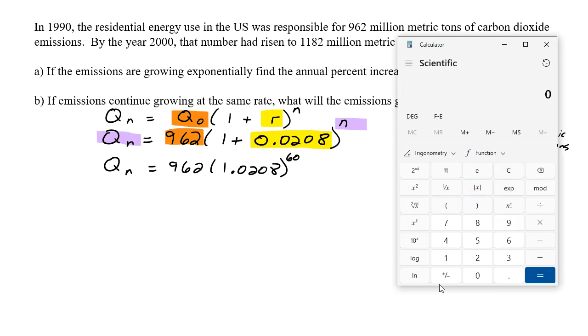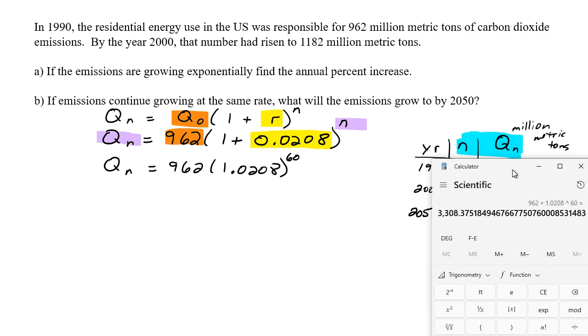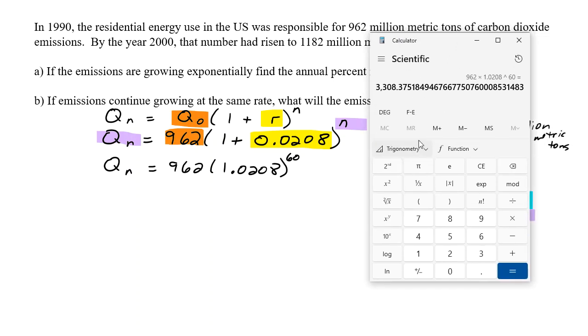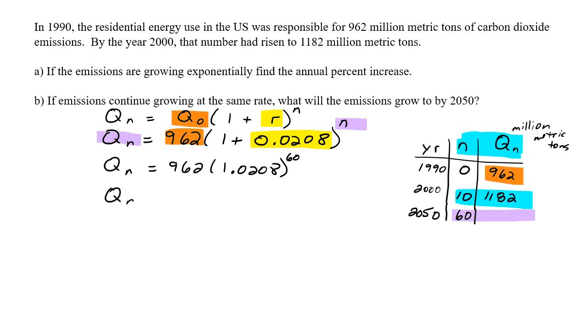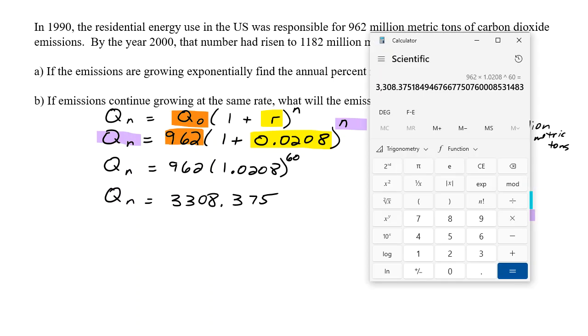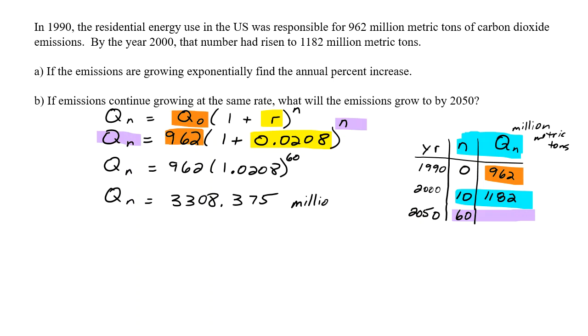So let's go for it here. 962 times 1.0208 to the 60th power equals 3,308.38. Should we do that? It's hard to know where to round sometimes. Remember, this is million metric tons, so when we're rounding, we're literally rounding off millions, so we want to be careful here. Let's go 0.375. So 3308.375 million, and this is million metric tons.